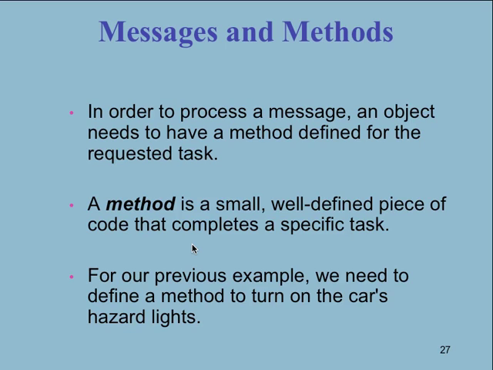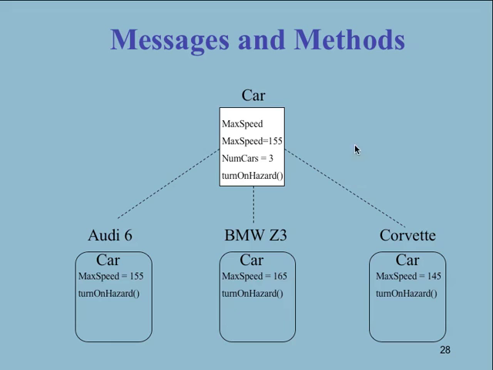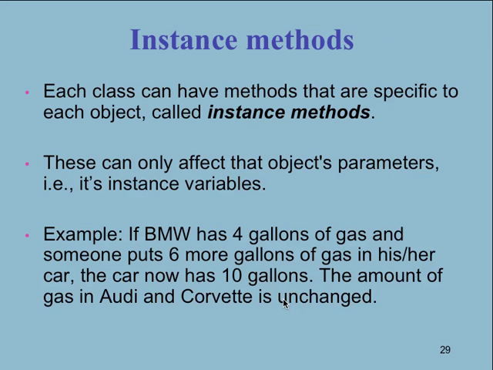So in order to process a message, an object needs to have a method that is defined to request the task. So the method is a small little piece of code, a function. In the previous example, we needed a method to turn on the car's headlights. So now we have one, turn on headlights, turn on hazards. So over here we say Audi 6, if this was the name, dot turn on hazards to run the method over here. If it was here, BMW Z3 dot turn on hazards, as we see. So we've defined that method.